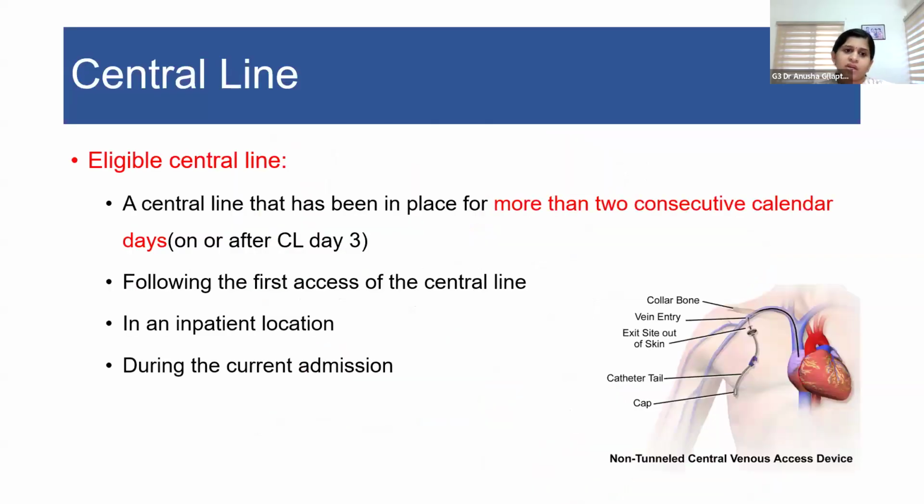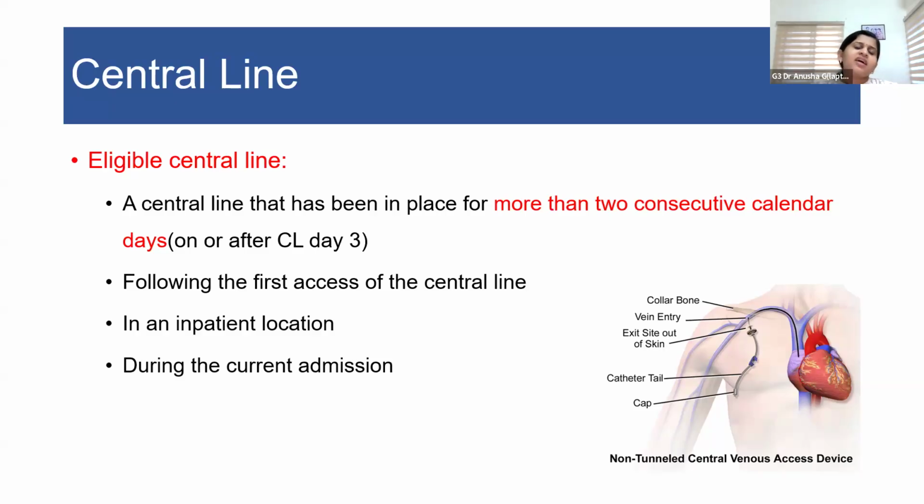So let's go to the first topic, that is central line associated bloodstream infection. Before we go into the care bundle for CLABSI, it is important we understand what is a central line. It is nothing but a line which is placed in one of the most important venous systems or arteries in our body. Whenever we talk about CLABSI, there is a concept called an eligible central line. A central line that has been in place for more than 2 consecutive calendar days comes under an eligible central line. Only such central lines are included in CLABSI.